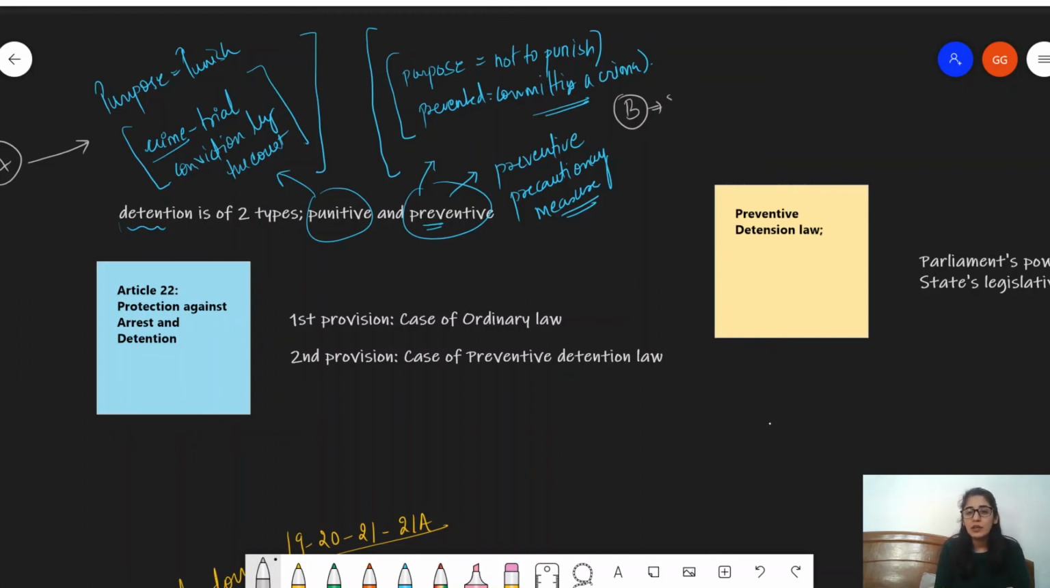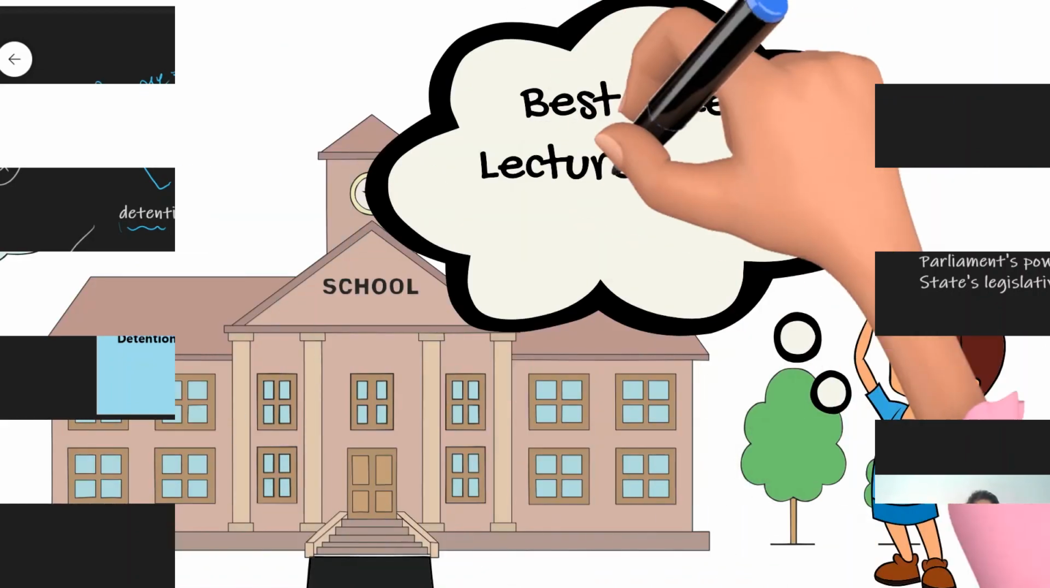This is simply based on suspicion. Suspicion in the sense that this B person is quite capable of doing something like this. In order to stop him, we'll bring in what? We'll bring in preventive detention. Is this clear? Very important thing. You can only understand Article 22 if you clearly understand the difference between punitive and preventive detention. Now, when we talk about Article 22, it's dealing with two provisions. The first provision is in case of ordinary law. The second is in case of preventive detention law.